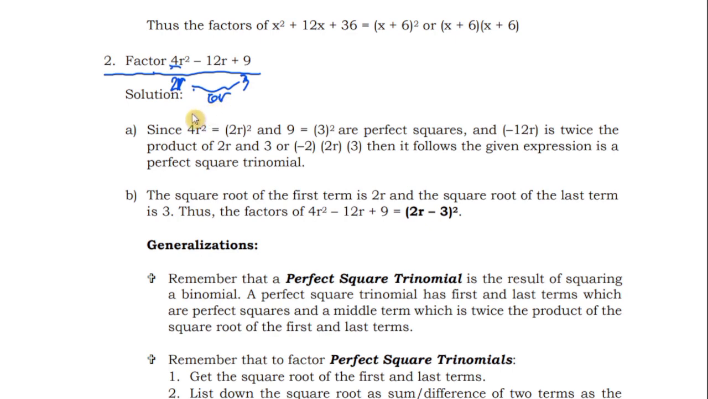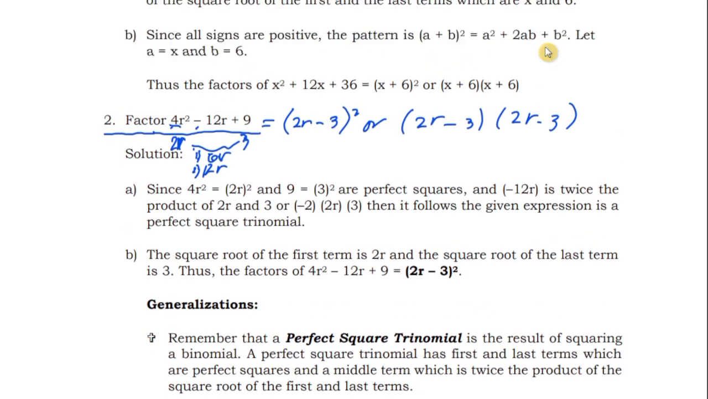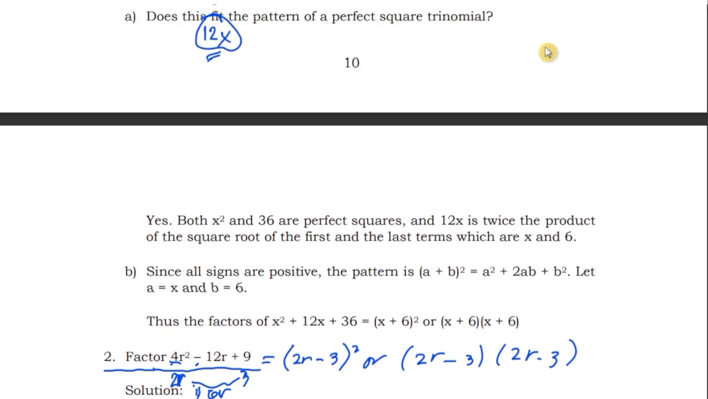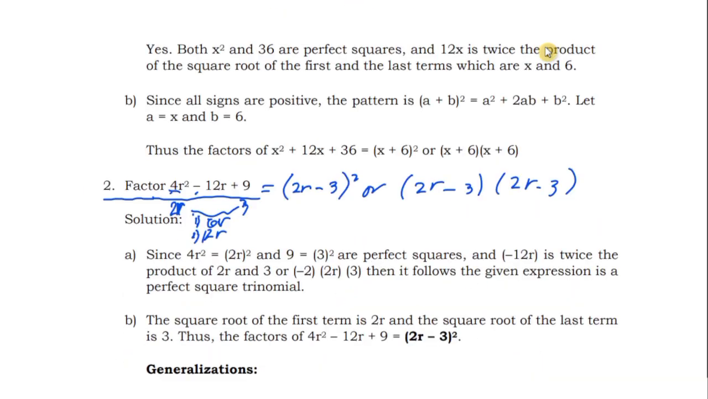Always times 2. The next thing is we have 12r as the result. Since this is in the middle, the given is minus, so the probable answer that we have now is (2r minus 3) quantity squared, or we can just say (2r minus 3) times (2r minus 3). And so that is how we cater here. That is how we come up with the answer.